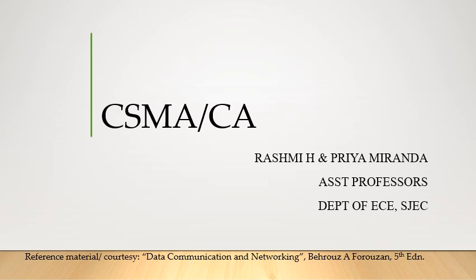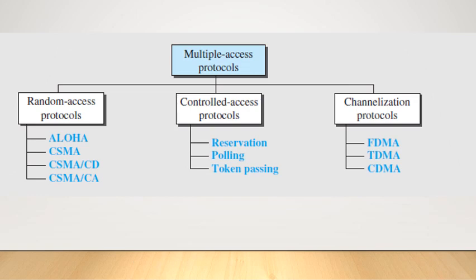Hello students, today we are going to talk about CSMA/CA, that is Carrier Sense Multiple Access with Collision Avoidance. So here we are going to talk about collision avoidance. Again, this is another random access protocol. So CSMA/CA is also a random access protocol. Similar to CSMA/CD, it's an augmentation to the existing CSMA technique.